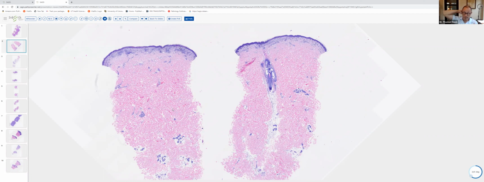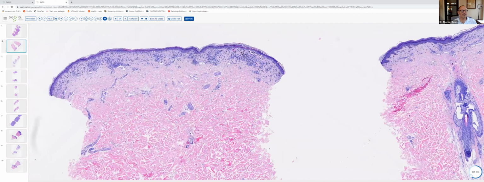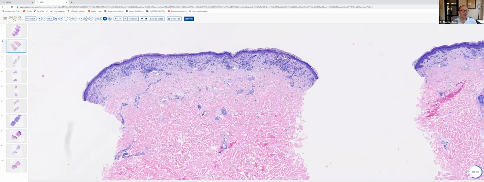Here we're dealing with an inflammatory dermatosis. And we can see that the infiltrate is predominantly centered around vessels of the superficial vascular plexus. As we move to higher power, we can see that the infiltrate spills out into the interstitium and actually takes on kind of a band-like configuration.